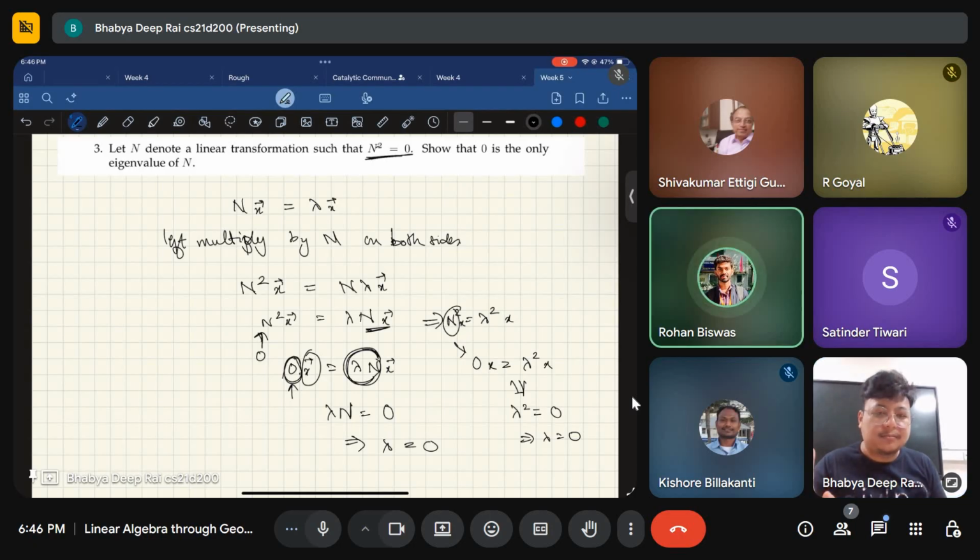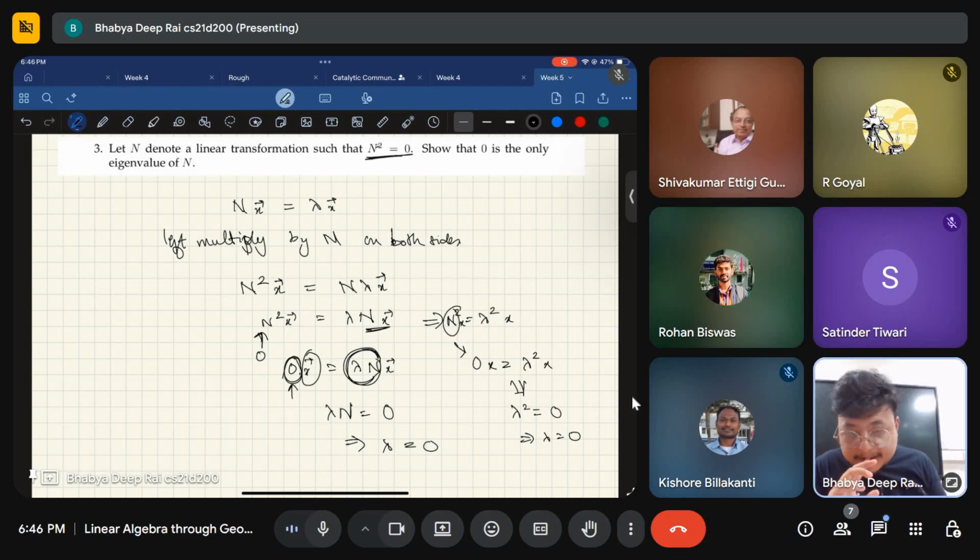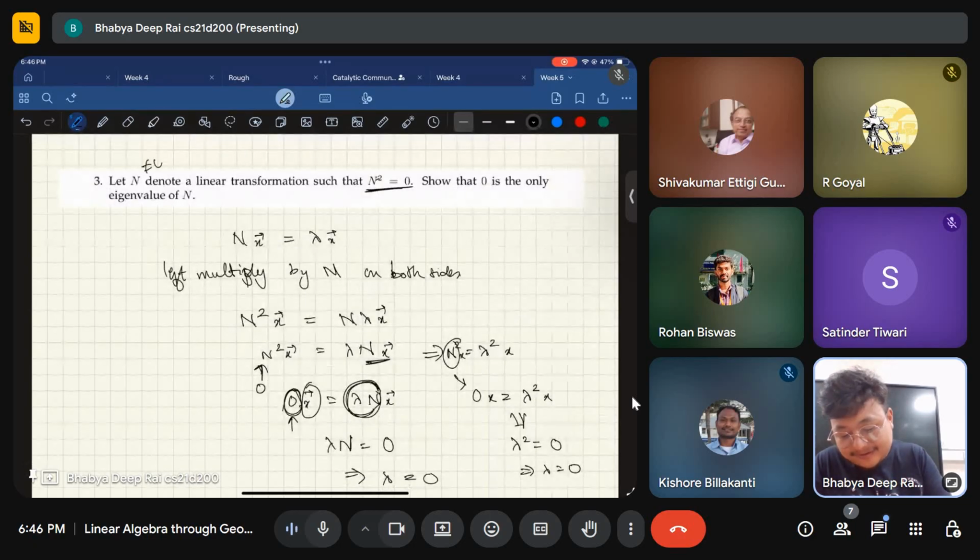Yes, sir. Actually, one more condition should be given in the question: n not equal to 0. Because if they do not give that condition, then what they're asking, show that 0 is the only eigenvalue of n, is not true. They must give n not equal to 0. If n is 0, then lambda can be arbitrary. That's correct. So n is not equal to the zero vector.